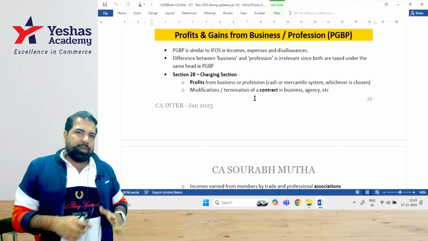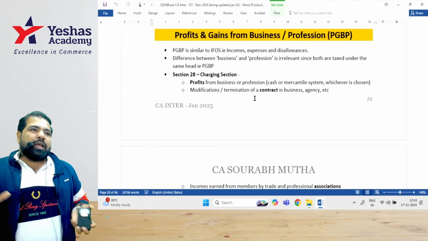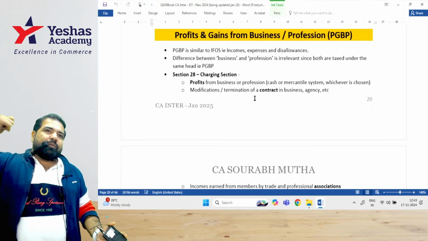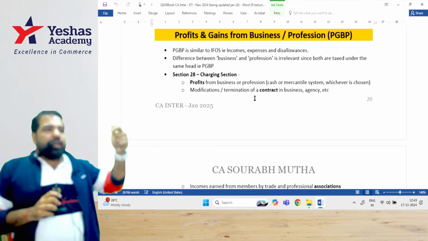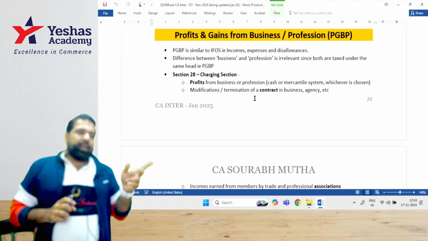These are my incomes under PGBP. Fairly simple from an exam perspective. I don't think there will be any challenge. And if there's a business contract, example, someone had to supply for this AC, someone had to supply remotes by today. If they don't, there's a penalty of 5 lakh. Is that my income? Yes, that will also go under which head, guys? PGBP. Next, we come to deductions.